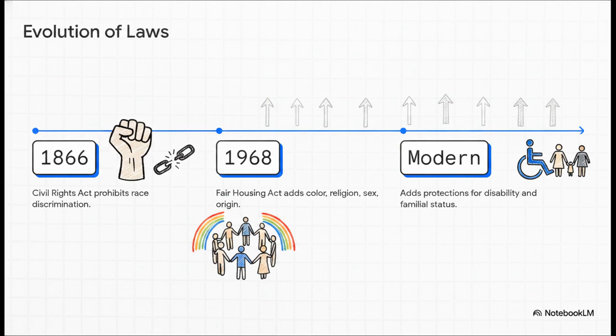Then we jump forward a century to the Civil Rights Act of 1968, which you'll commonly hear called the Fair Housing Act. This expanded federal protections tremendously. It prohibited discrimination based on color, religion, sex, and national origin, in addition to race. And later on, modern amendments expanded those protections even further, bringing in disability, which is sometimes called handicap status in older texts, and familial status, which generally just refers to families with children.